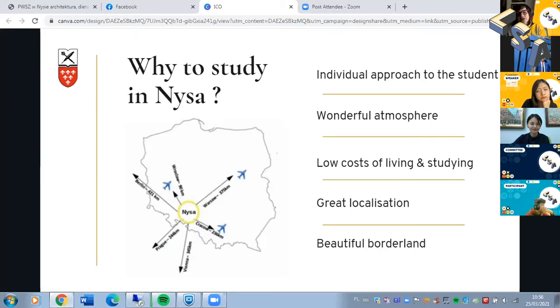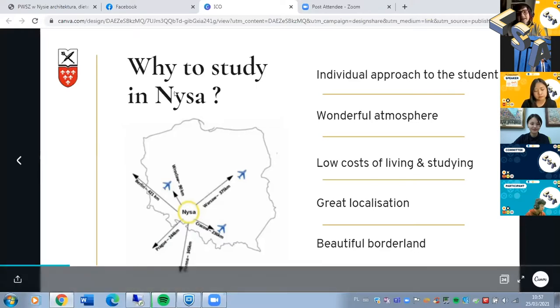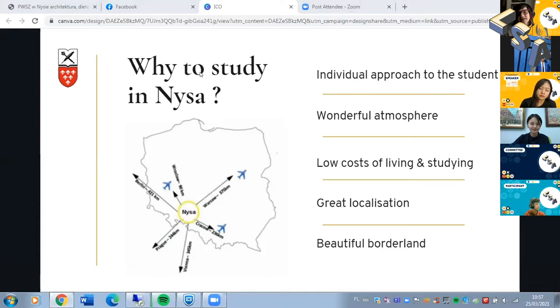The atmosphere is also nice because we live there without rush. We just try to be in a particular moment. We don't need to spend hours in traffic jams and other situations. That's why this atmosphere brings a lot to the student's life. At the same time, you also have low costs of living and studying, even compared to Europe, and also compared to the whole of Poland. In a bigger city, you will spend twice as much money for your accommodation and subsistence for sure. So everything is available for a very, very low price. Great location, as I mentioned, close to the border, close to nature, and beautiful borderland.